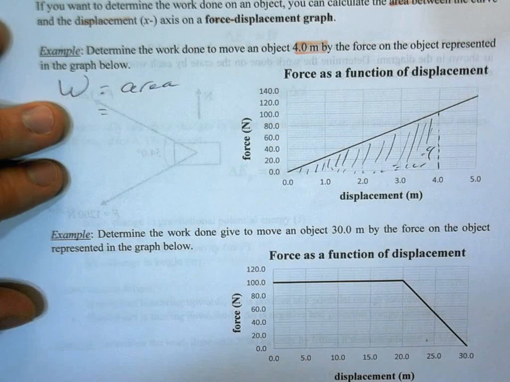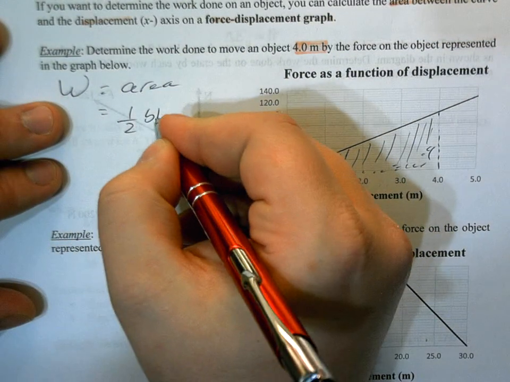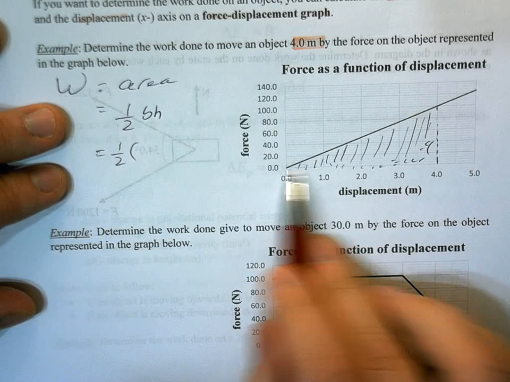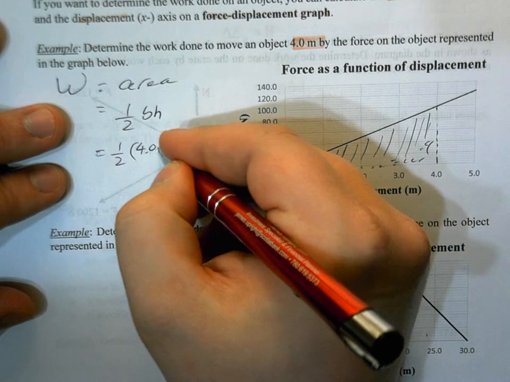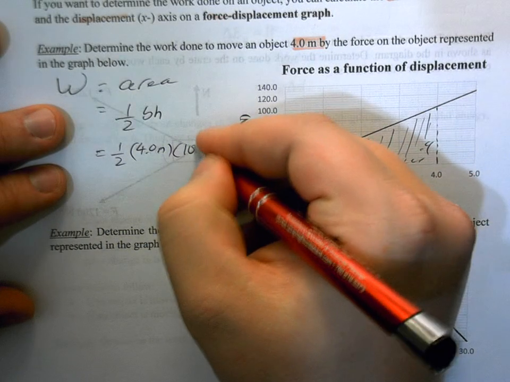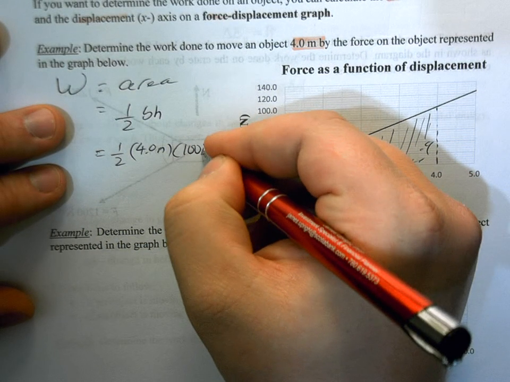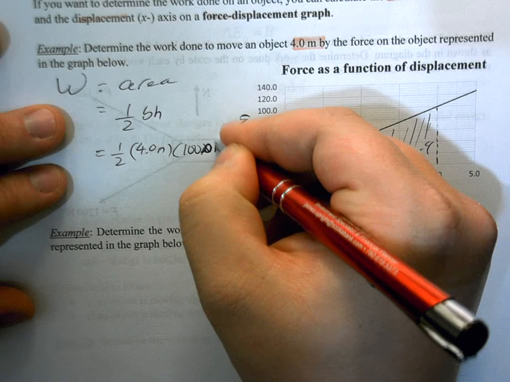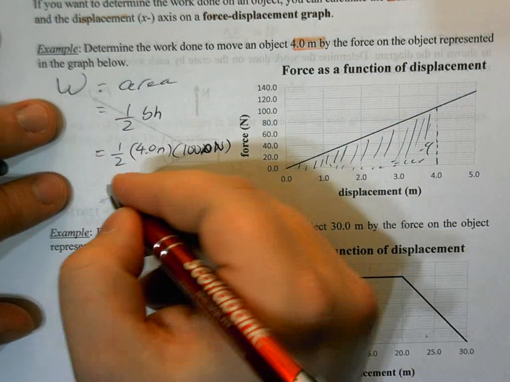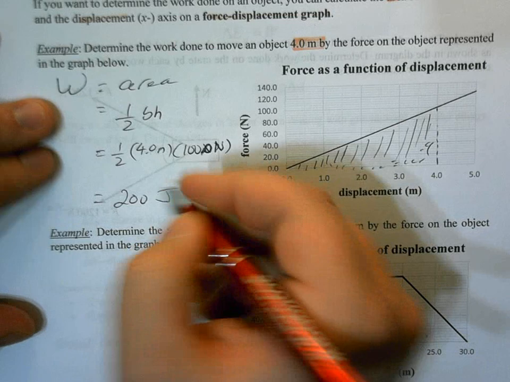Now we have a triangle. We know that the area of a triangle is just half base times height. This triangle has a base of 4 meters, and a height of 100 newtons, or 100.0 newtons, I guess, if I want to respect the digits. So I got 100 times 4 divided by 2. This is going to give me a work of about 200 joules.